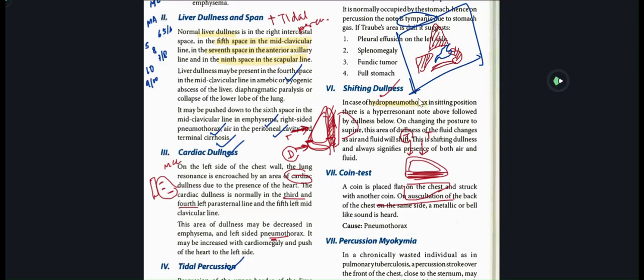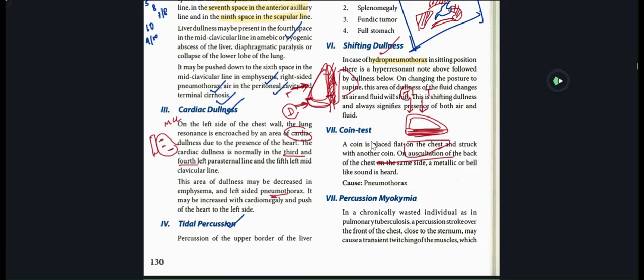All right. And coming towards coin test. So you put a coin on the anterior surface of the chest, on one side of the lung. And then what do you do? You percuss with another coin. You put up another coin and percuss. And then posteriorly, this is the anterior portion. Posteriorly, you're going to auscultate.